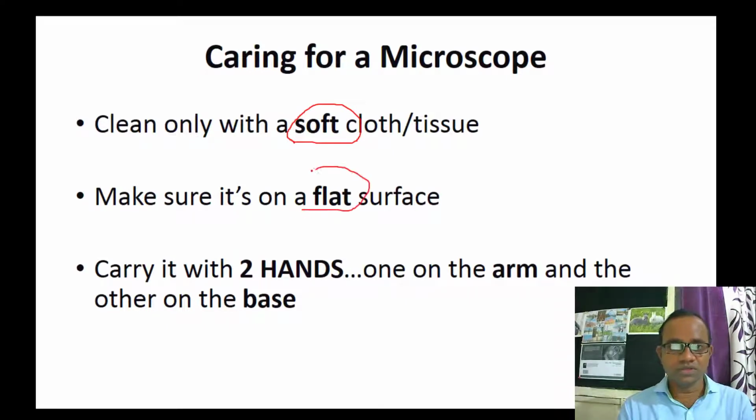The microscope should always be kept on a flat surface, because otherwise it may fall down. And we always have to carry it with both hands so that it does not fall. One hand should be at the arm and the other at the base, for proper holding and support of the microscope.